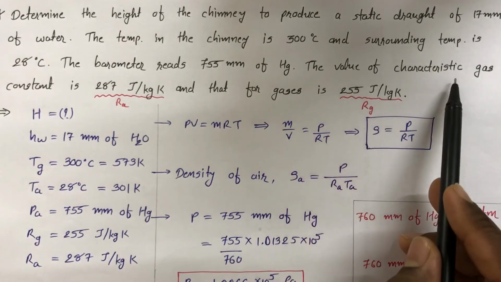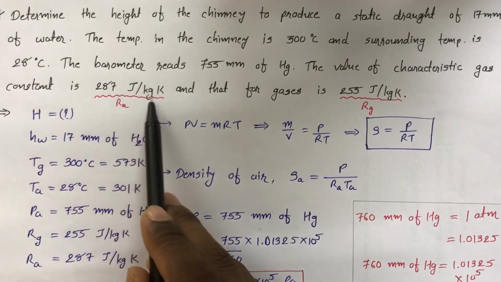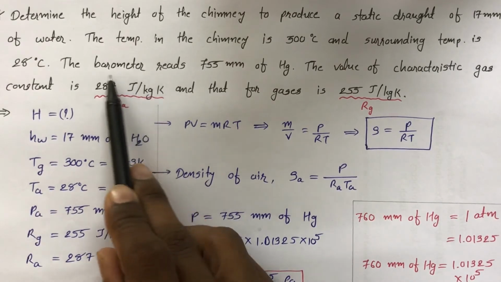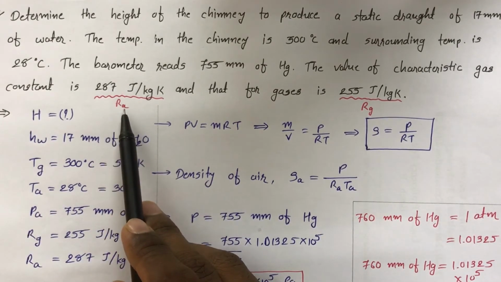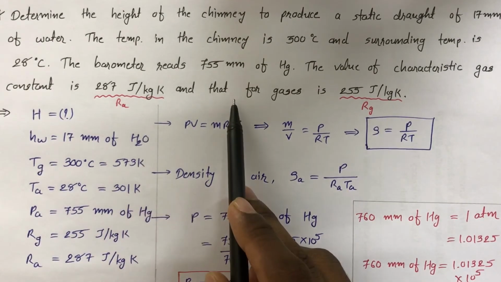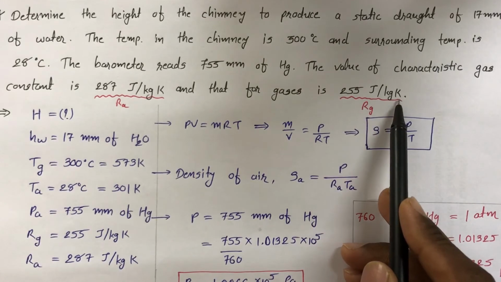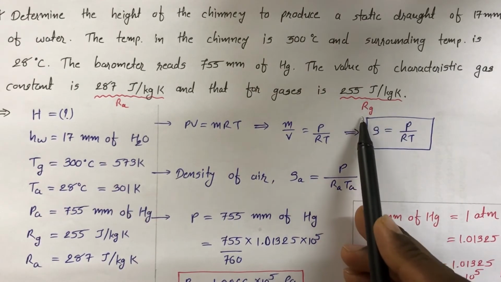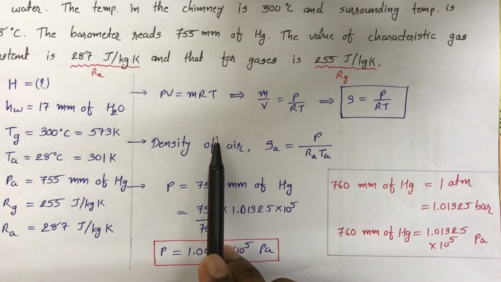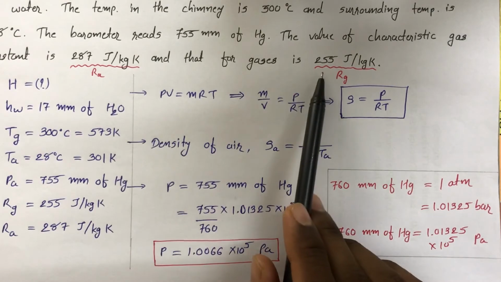The value of characteristic gas constant is 287 joule per kg Kelvin. Means value of R for air is given to you, 287 joule per kg Kelvin. And that for gases is 255 joule per kg Kelvin. R for gases is equal to 255 joule per kg Kelvin. Here in this example, values of R is given to you.